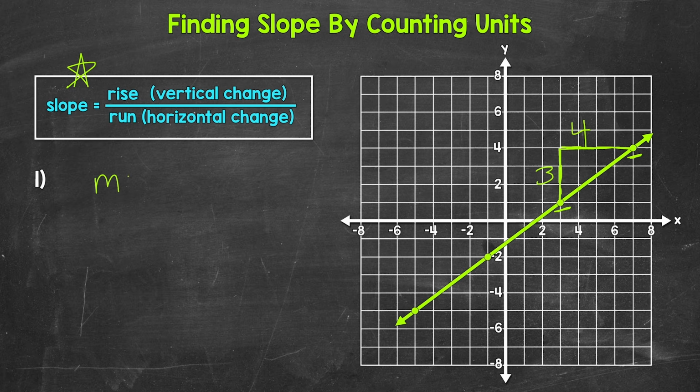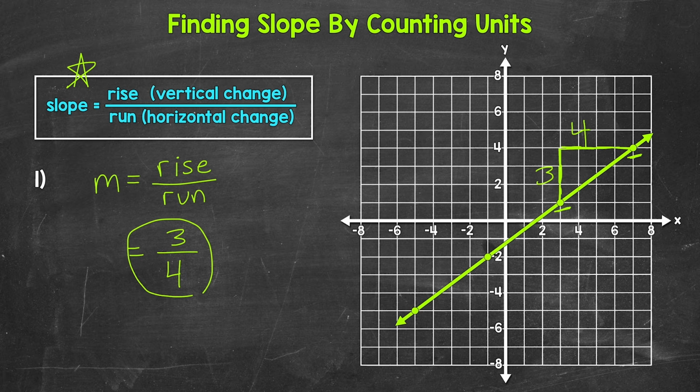So slope equals, and I'm using m for slope here. We can use m to represent slope. So slope equals rise over run. And now we can plug in our rise and run. The rise is 3. The run is 4. And this is our slope: 3 over 4, 3/4. The slope tells us that this line goes up 3 units for every 4 units it goes to the right.